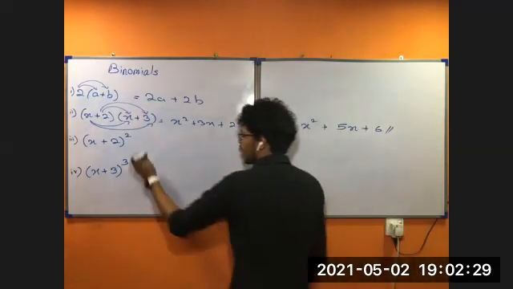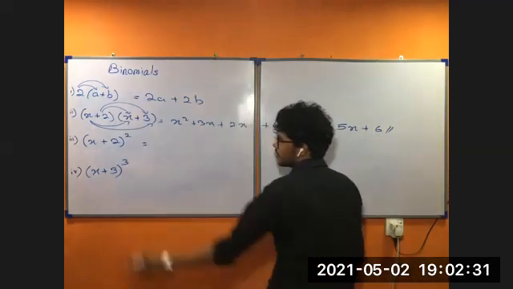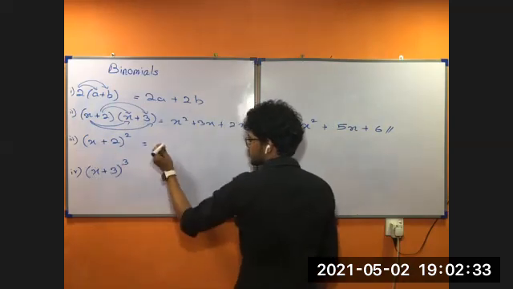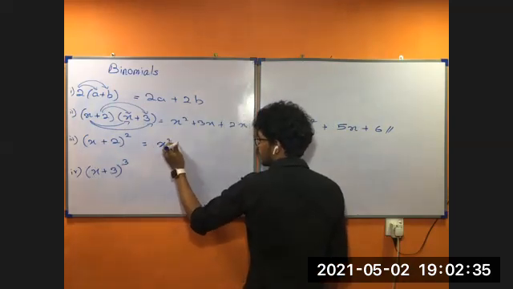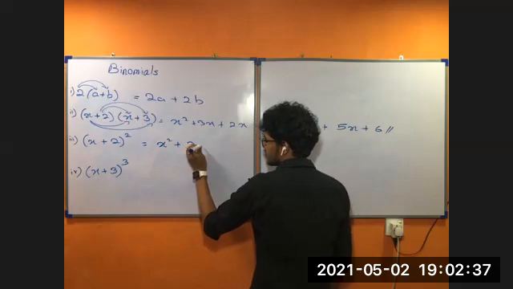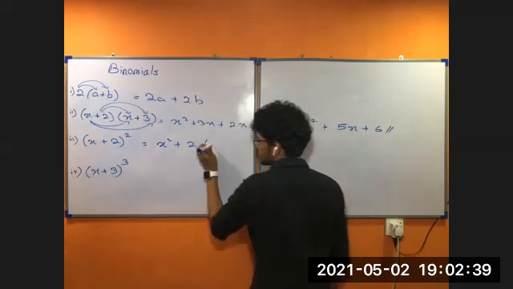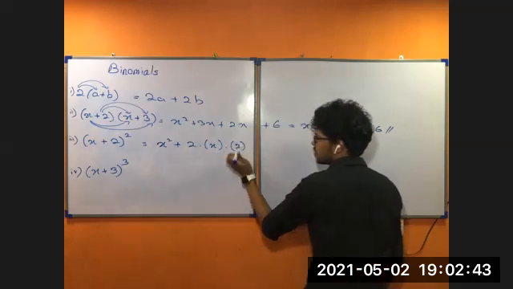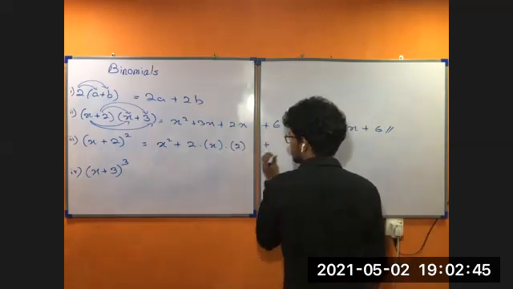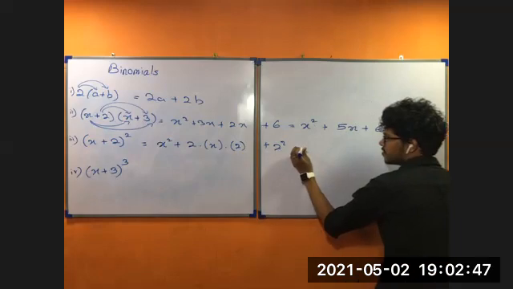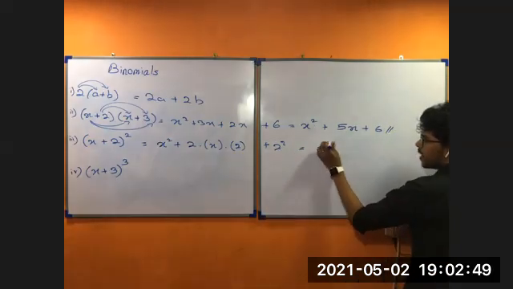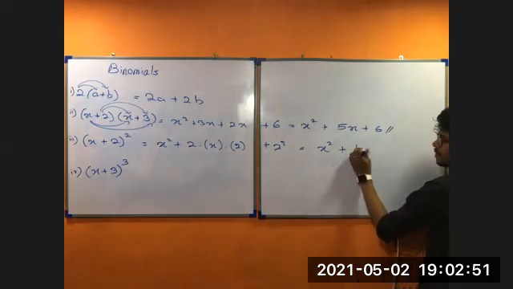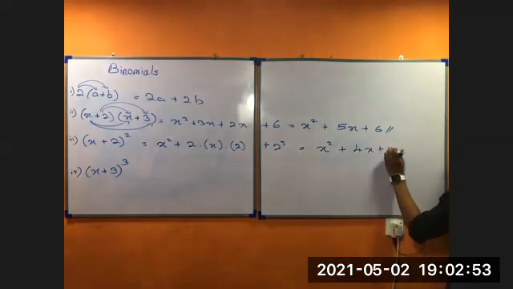Then for square, you learned it is going to be the first term squared plus 2 times the first term times the second term plus the second term squared, 2 squared. So that is going to give me x squared plus 4x plus 4.